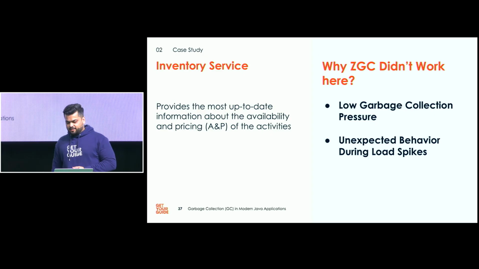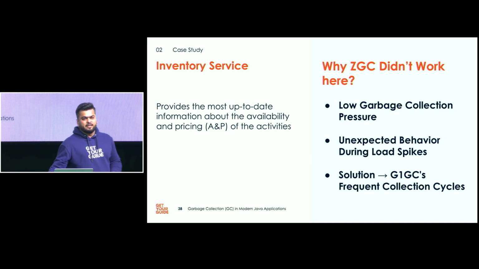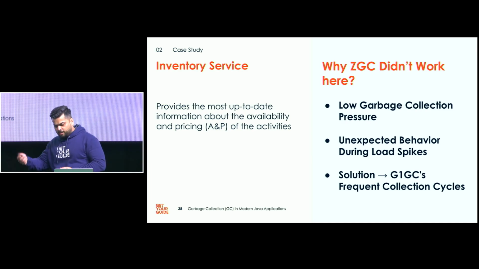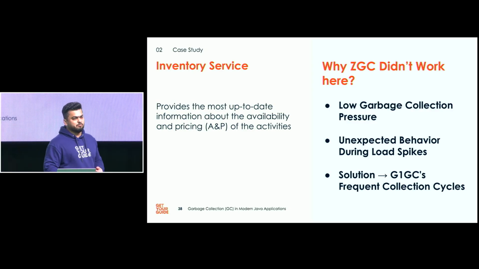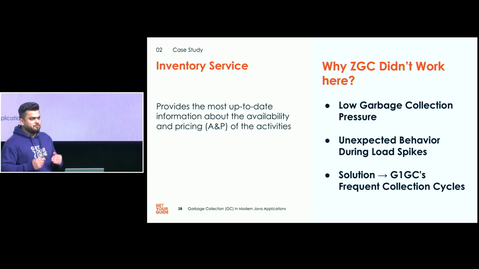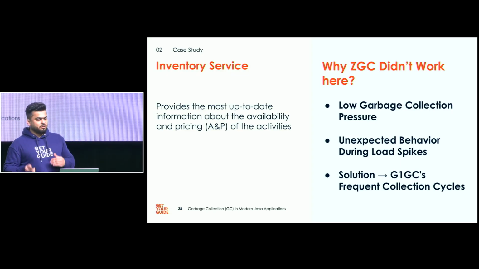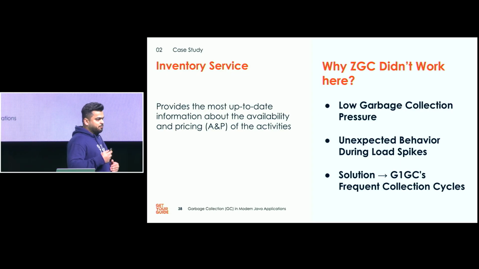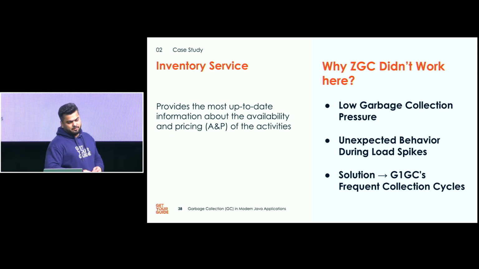So the solution in this case was going back to G1GC, because G1GC, if you remember, provides more predictable garbage collection cycles, which was really needed in this particular example. We were not looking for very low latency, right? What we were looking for was stability for the service. And when we moved to G1GC, we noticed that garbage collection was performed on frequent cycles, garbage was collected, and we did not see those large objects in our memory anymore.